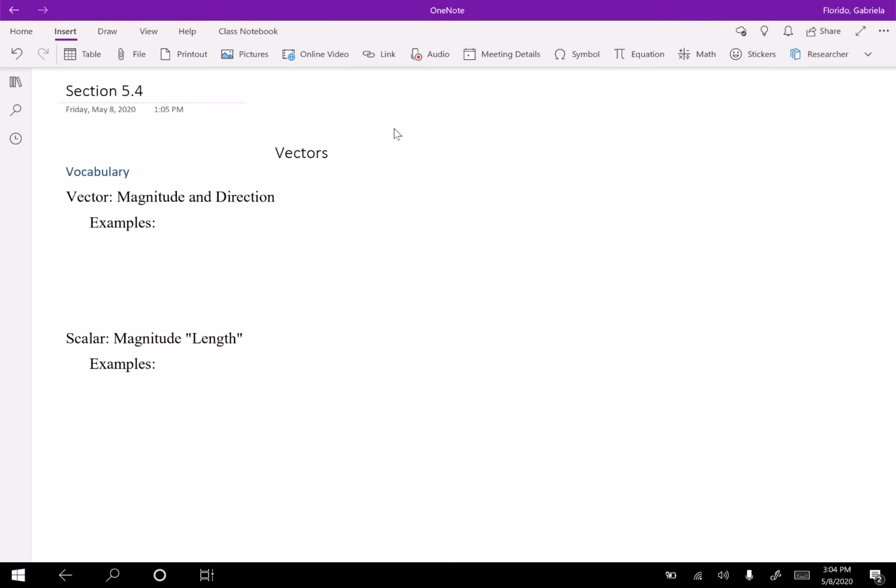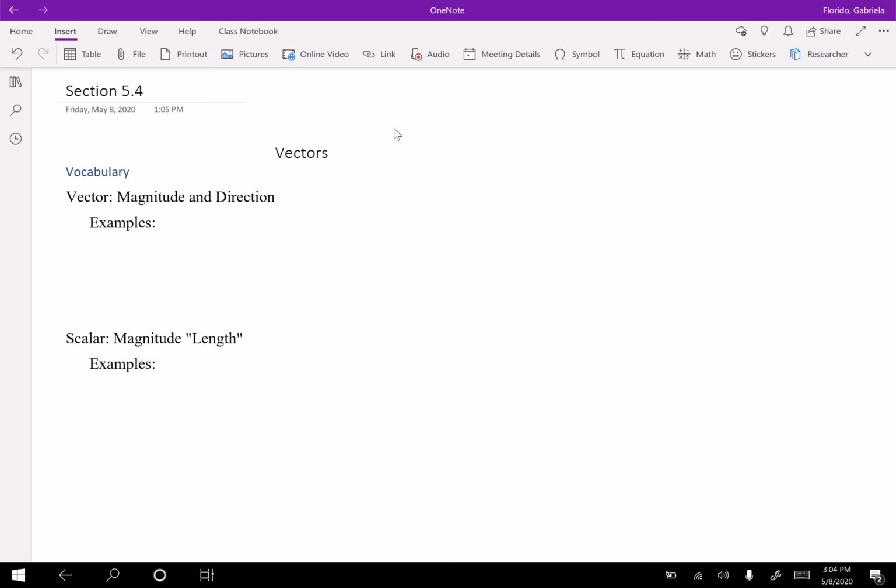Let's talk about section 5.4, which talks a lot about vectors. And so let's get a little bit of vocabulary out of the way. What is a vector? A vector is going to have some magnitude and it's going to have some direction.